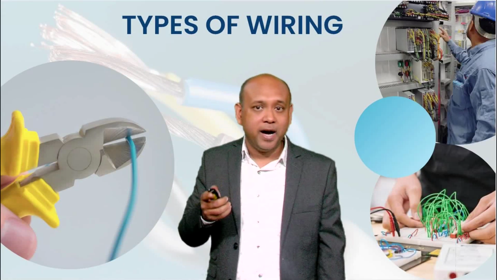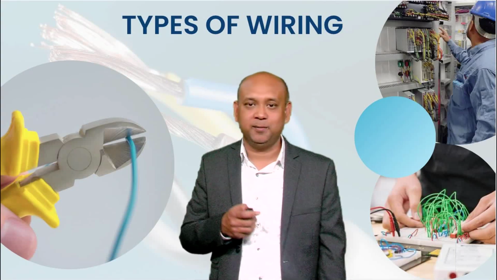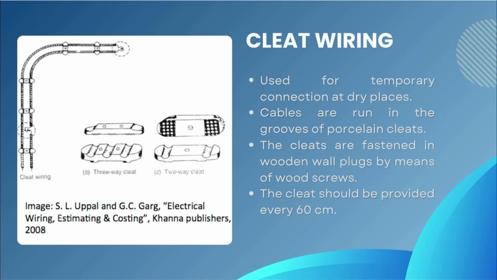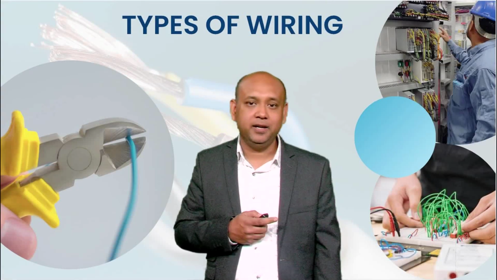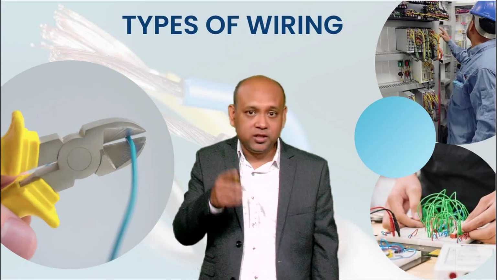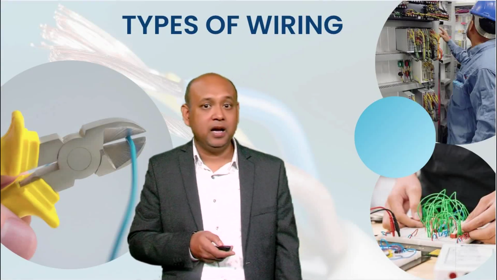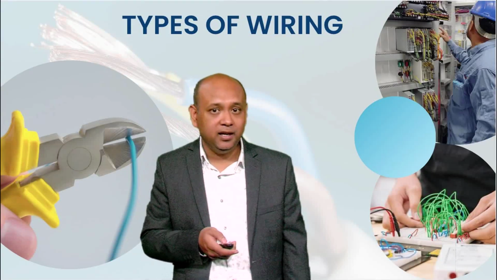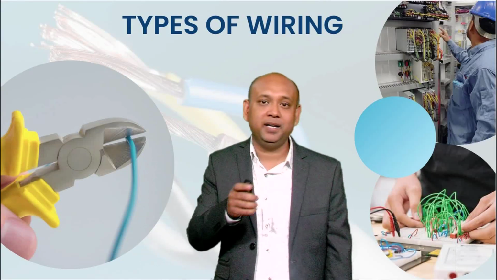Cleat wiring is one of the simplest and oldest wiring systems. It consists of insulated wires that are supported by porcelain, plastic or wooden cleats, which are fixed on the walls or ceilings at regular intervals. This type of wiring is temporary and is mostly used in construction sites, events and any such temporary installations. One of the main advantages of cleat wiring is that it is cost effective and easy to install. However, it lacks durability and is not suitable for permanent electrical installations.